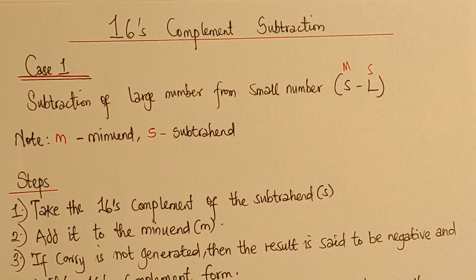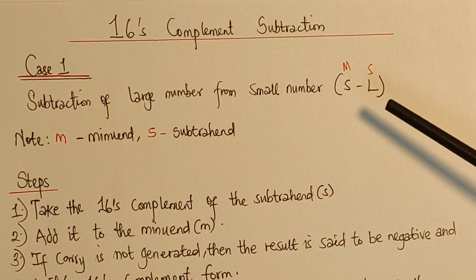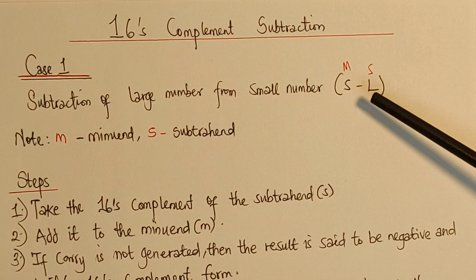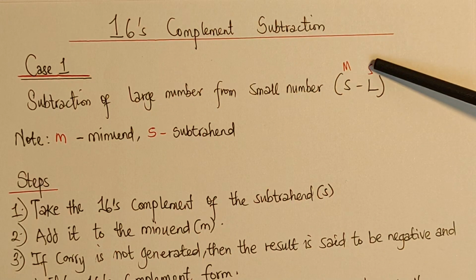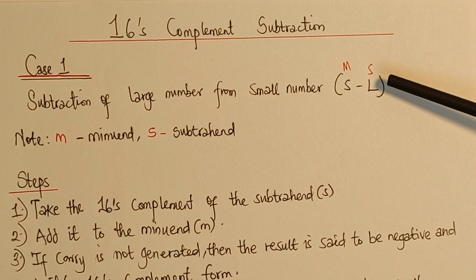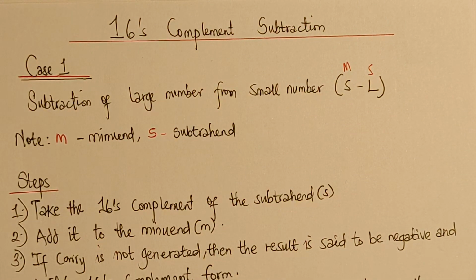In this case 1, it's just about the subtraction of large number from small number. So in this case, we have our small number represented as S and the large number represented as L. So that is S minus L. Take note, this becomes the minor end and this becomes the superend, represented as M and S respectively.